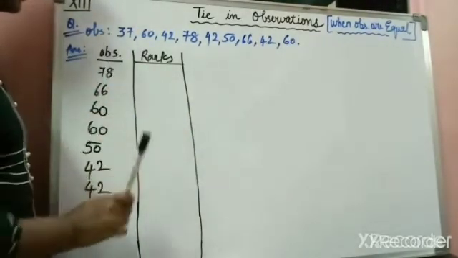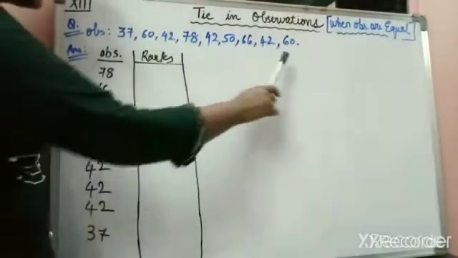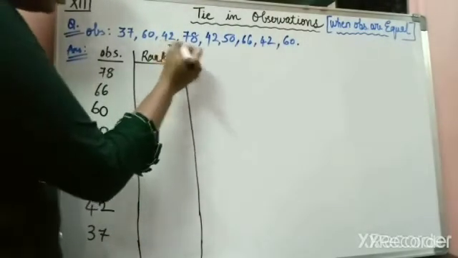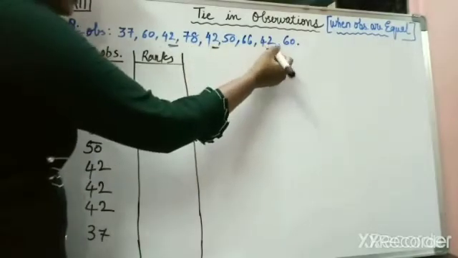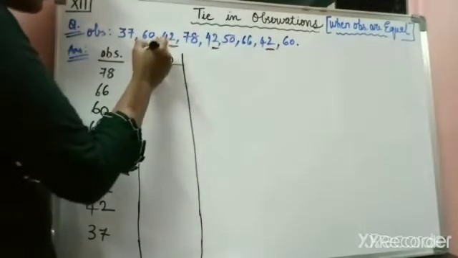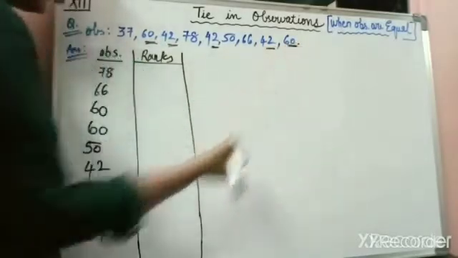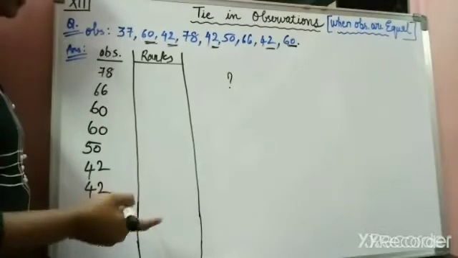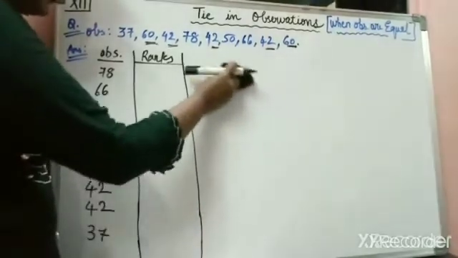So here you can see that the number 60 has been repeated twice. Then we have number 42 repeating thrice. Then we have 60 repeating twice. So in that case, how would you assign the ranks? So in that case, let's calculate.